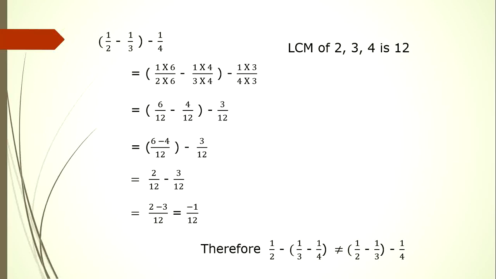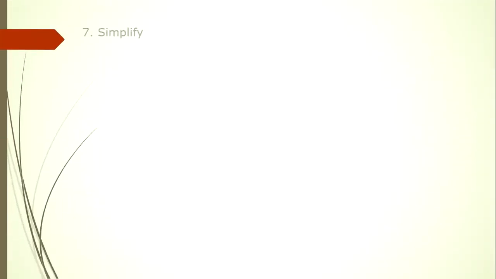Children, can you recollect what property this is under subtraction? It is the associative property. We do know that subtraction does not satisfy the associative property in rational numbers. We proved it.